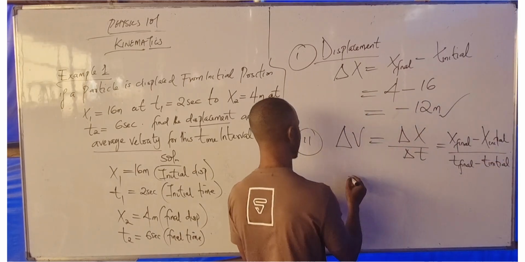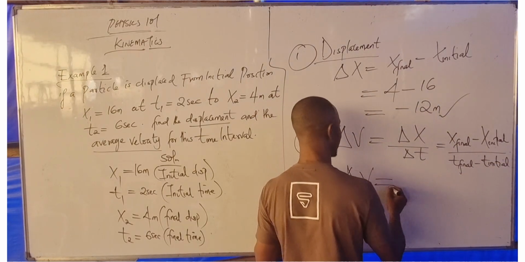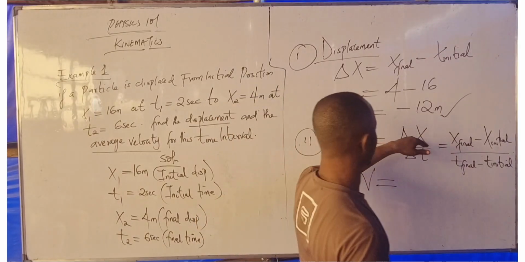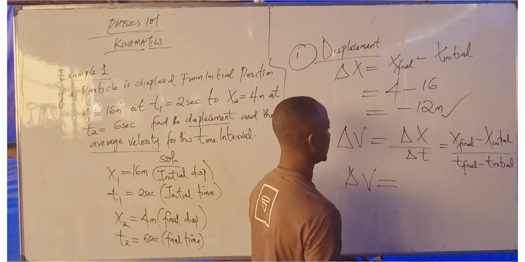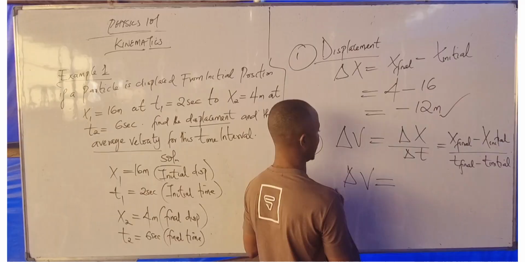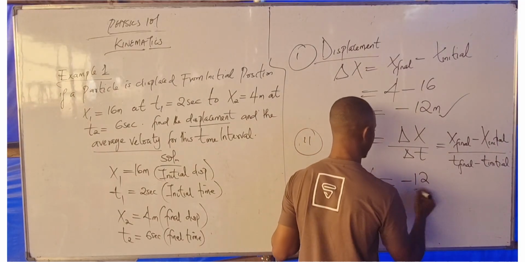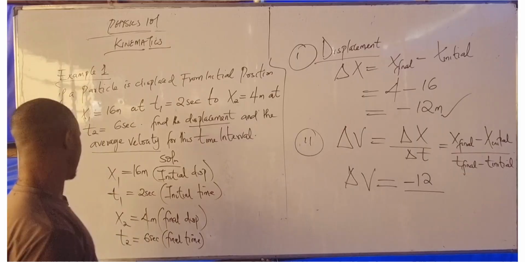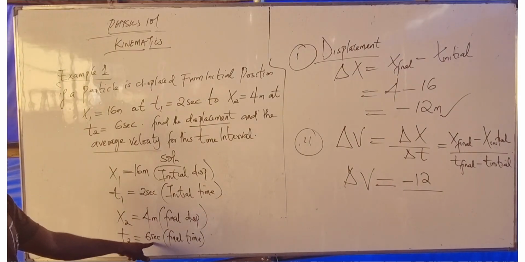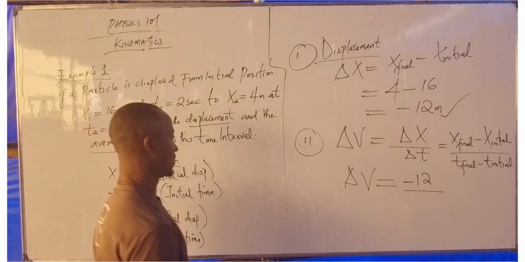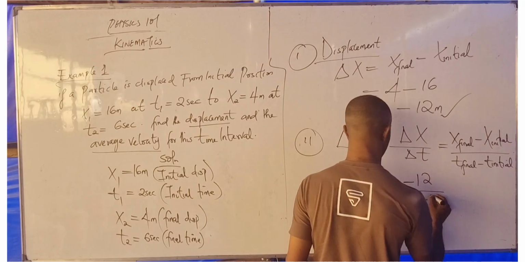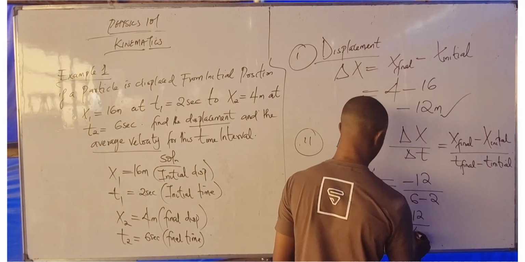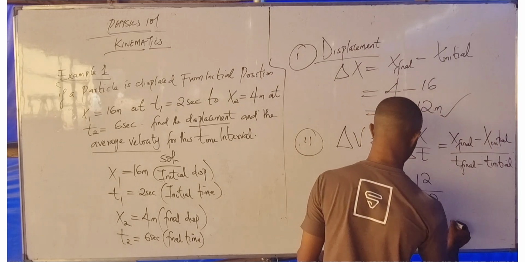We have already solved our change in displacement as minus 12. The whole of this we got minus 12, right? So this will give us minus 12 divided by our T final, which is 6 seconds, minus our T initial. So we have 6 minus 2. So this will give us minus 12 divided by 4.